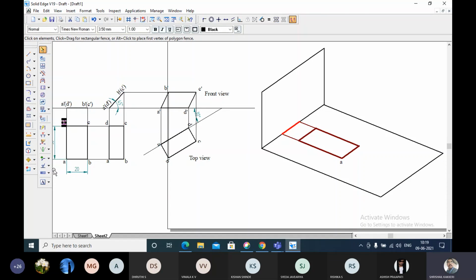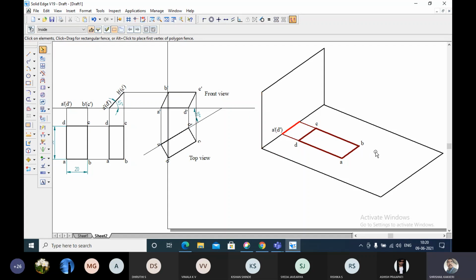I hope you are understanding this. You are able to see this. This is the top view of the object. I want to make AD the edge on which it has to be rotated. Now this is the top view, and if you look from the front, A dash in bracket D dash you'll get here. That is what I have written here also.